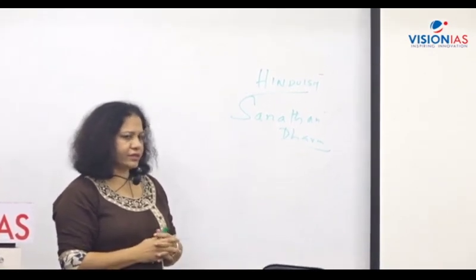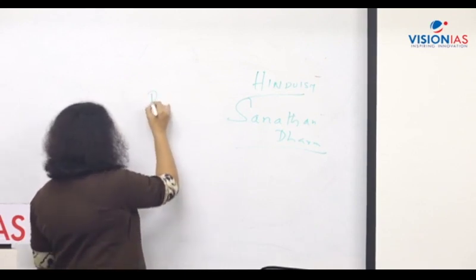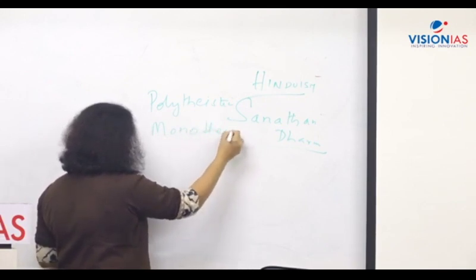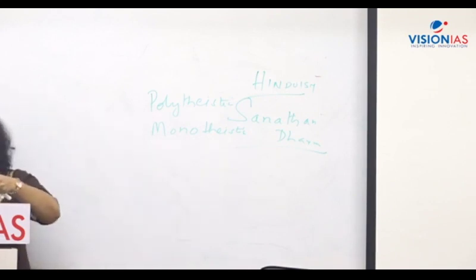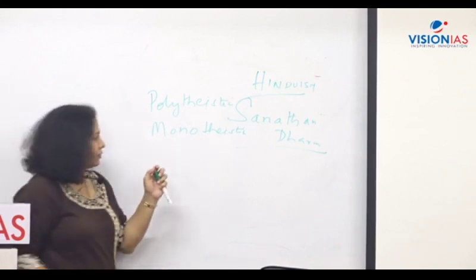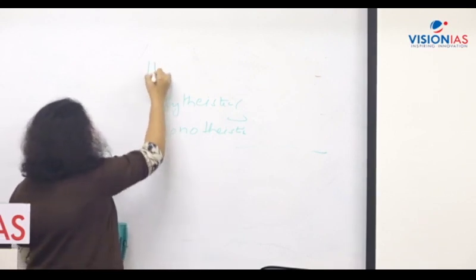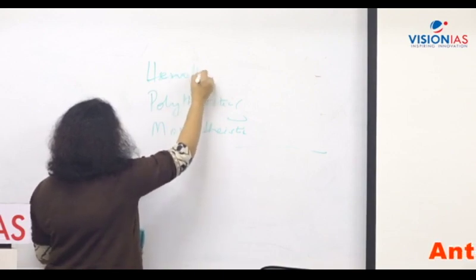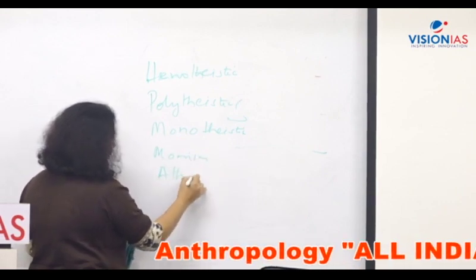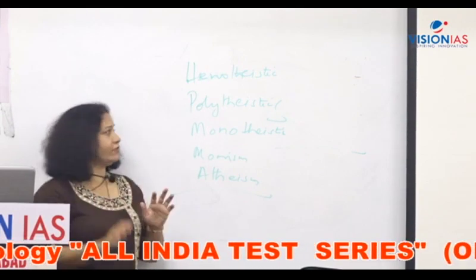I said to you this earlier that Hinduism is a combination of several faiths. It is not one single faith. Popularly, we call it polytheistic. Some people call it monotheistic also. I'll give you some picture which you will draw at a later point of time. So polytheistic, monotheistic. There is another popular word, henotheistic. There is also something called monism, atheism, all of them are a part of Hinduism. It is not one single form of a faith.